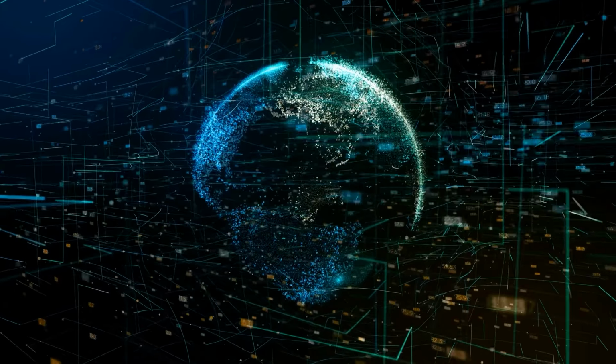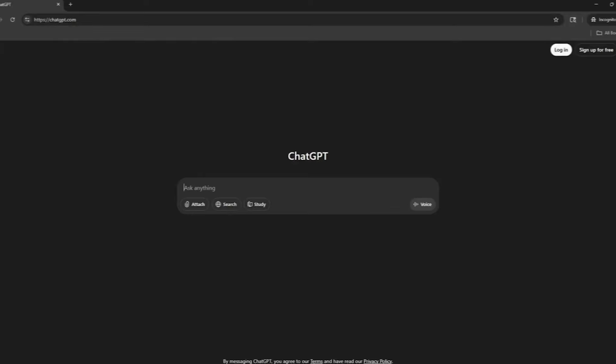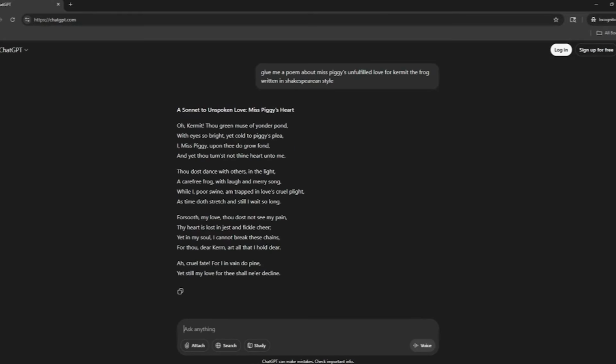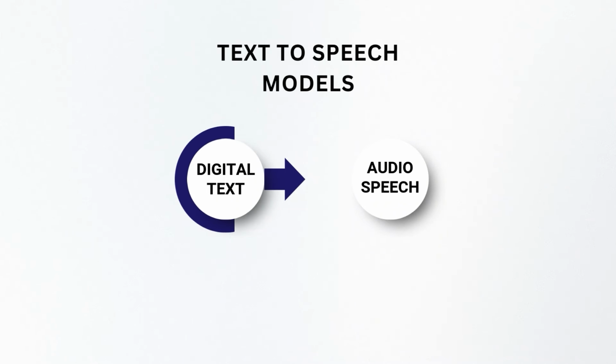So here are some examples. If I go to ChatGPT and write, "Give me a poem about Miss Piggy's unfulfilled love for Kermit the Frog, written in Shakespearean style." So I type the prompt into ChatGPT, and it transforms my prompt into this text of the poem. Text-to-speech models transform digital text into digital audio speech.